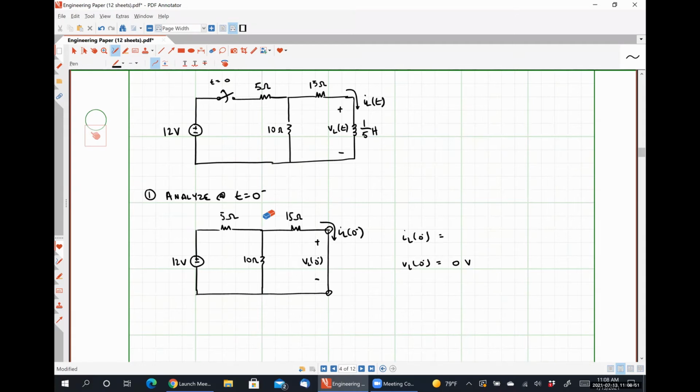Okay. Thank you for your help there. Now let's talk about how we could figure out that inductor current IL at 0 minus. So the current flowing through the inductor at t is equal to 0 minus will be the current flowing through the 15-ohm resistor. So how could we figure out what that is? Anyone?